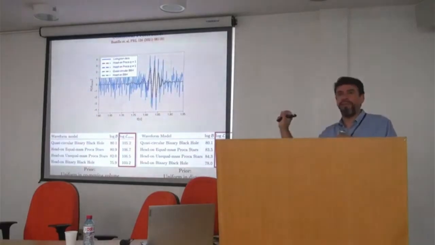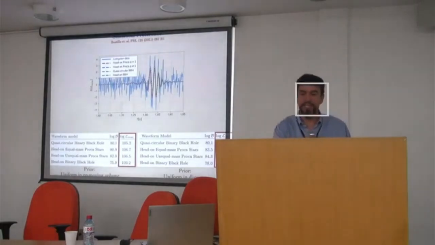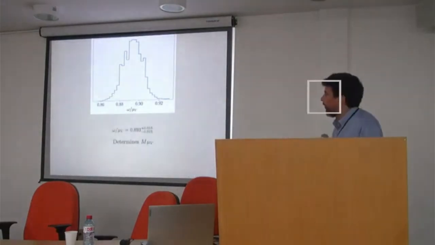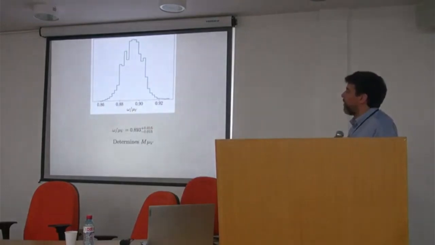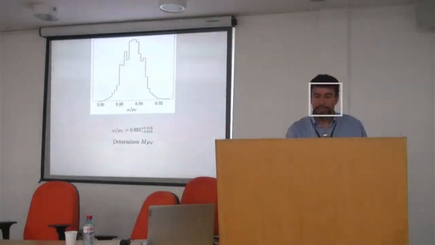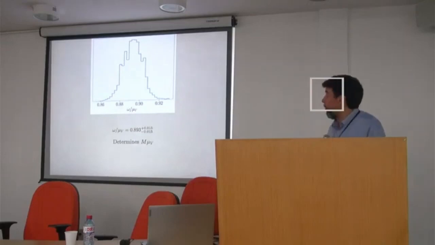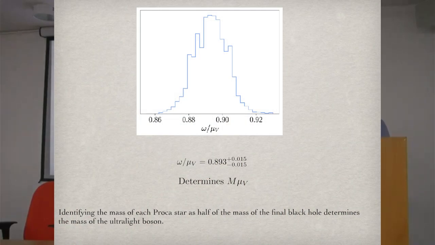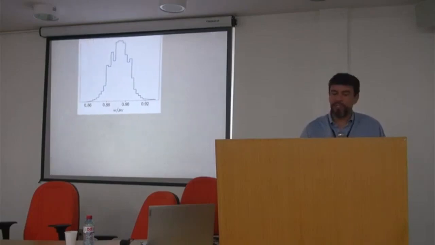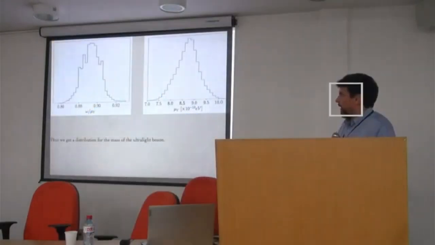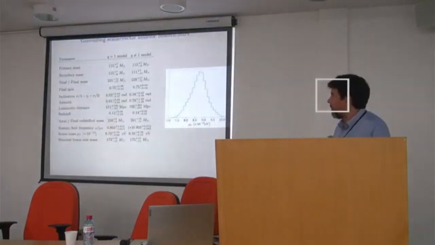But let's assume, just for the sake of it, that this interpretation was right. That indeed these were PROCA stars rather than black holes. Then you can determine the distribution for your preferred frequency. And then, assuming that the overall mass of the final black hole is essentially twice the mass of the initial PROCA stars, you can determine what is little mu. So you get a statistical distribution for that little mu, which is the mass of the fundamental PROCA star. And it has a peak at some particular value, which here is about 8.7 times 10 to the minus 13 electron volts.